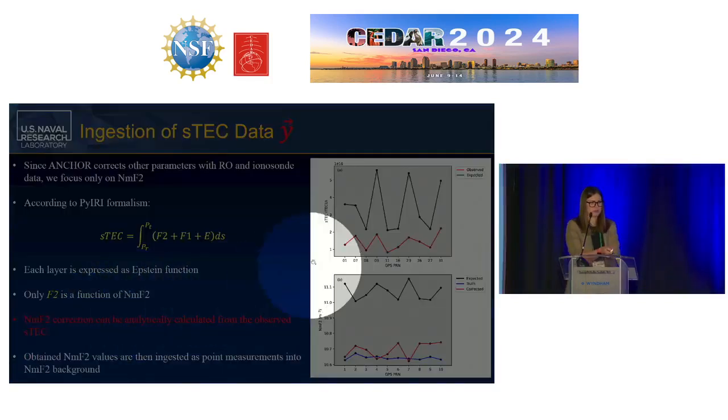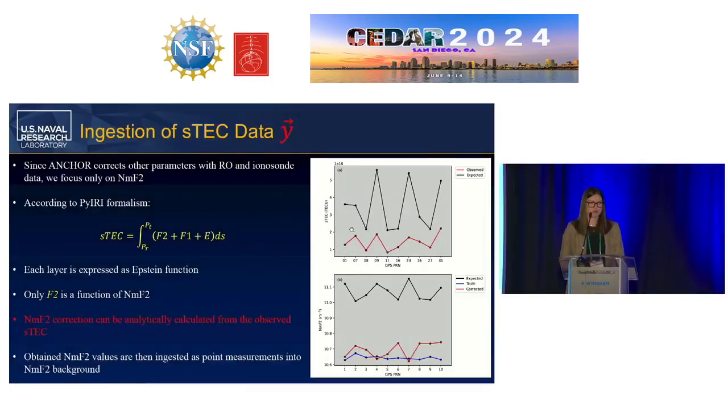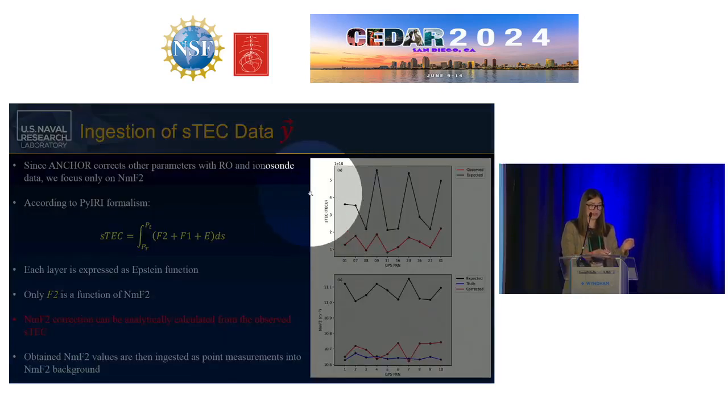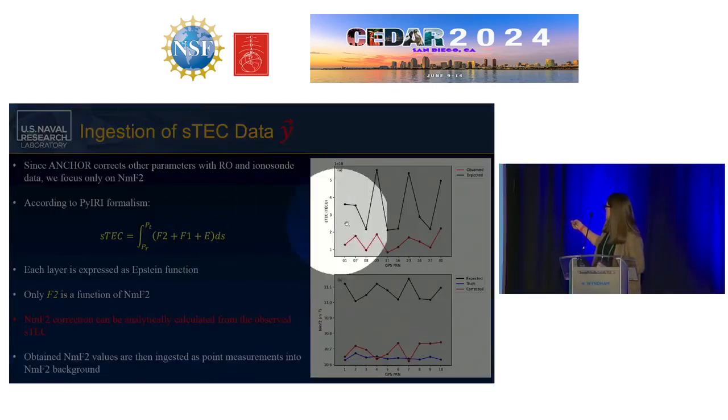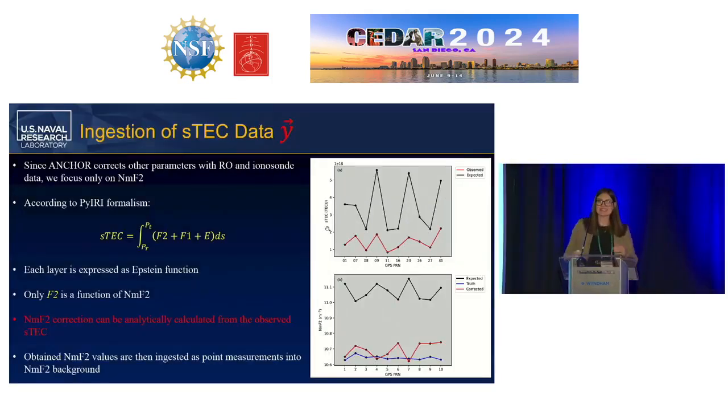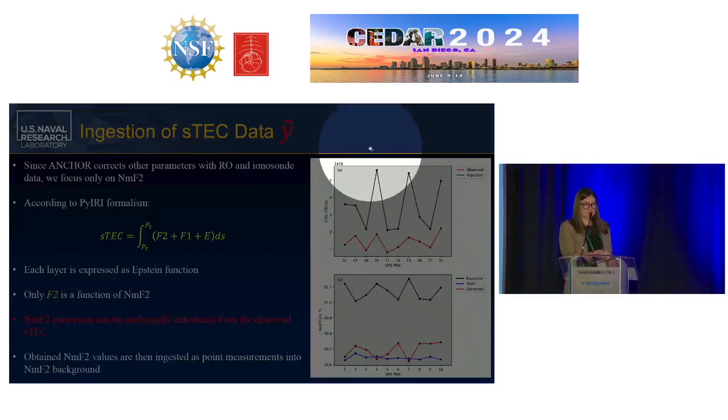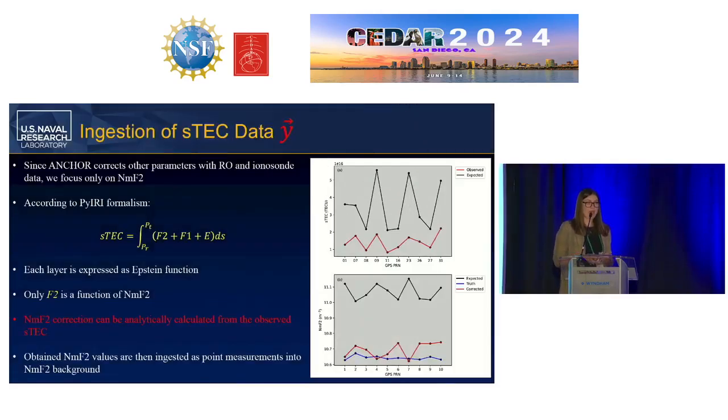So to demonstrate this, please look at panel A here. This data is shown for one ground-based station and all GPS satellites for one 15-minute time frame. The black dots show the model TEC, so this is the slant TEC that's expected from the model. But the red dots are what we made as an observation, the observed TEC. So by taking into account the difference between the two, we can analytically calculate by how much the NMF2 should change to match this observed TEC.